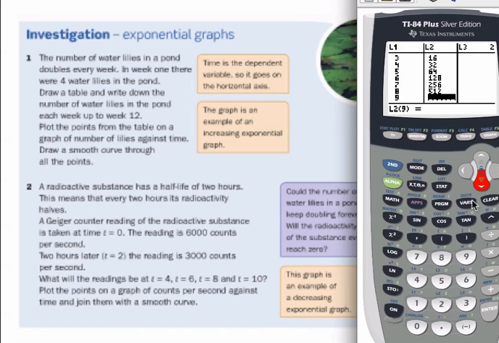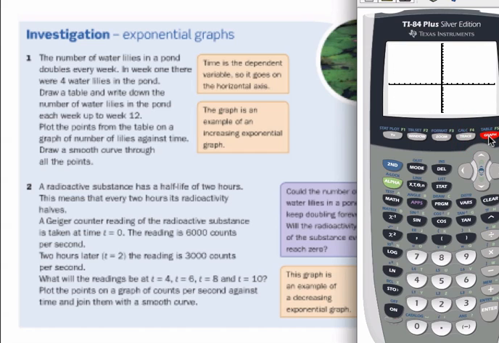512, 1024, 2048, 4096, and for the last week it's going to be 8192. Okay, so that's the number of water lilies in week 12.